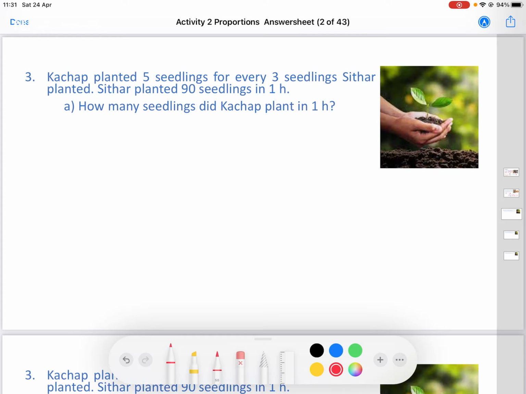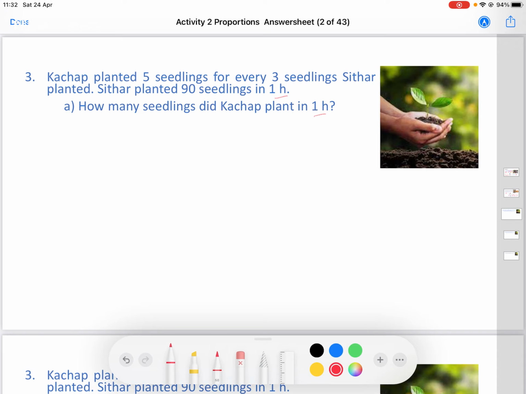Number 3. Let us go it part by part. Kanchap planted 5 seedlings for every 3 seedlings Sithar planted. Sithar planted 90 seedlings in 1 hour. Part A. How many seedlings did Kanchap plant in 1 hour? Here, 1 hour is same time, so there is no need to change it.